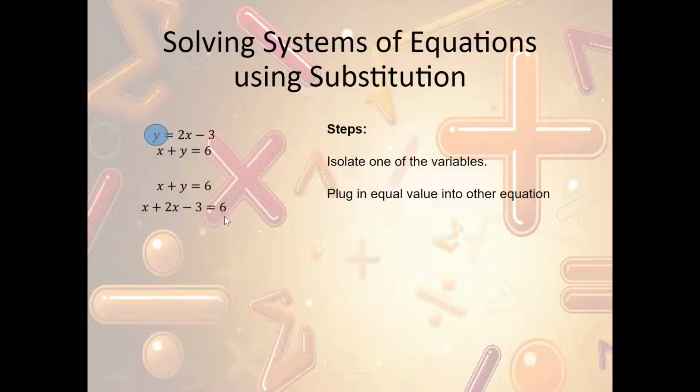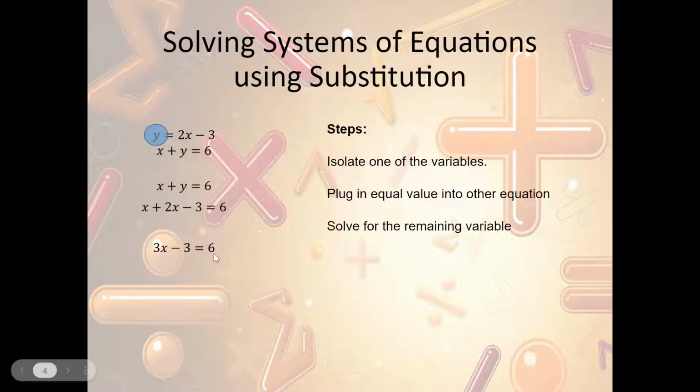Now I can solve for x. I combine like terms: x plus 2x is 3x. So I have 3x minus 3 is equal to 6. Then I'm going to add 3 to both sides, and I get 3x is equal to 6 plus 3, which is 9. Now I can divide both sides by 3 to get x by itself, and I get x equals 9 divided by 3, which is 3. So there's my x. That's the x coordinate of where they cross.